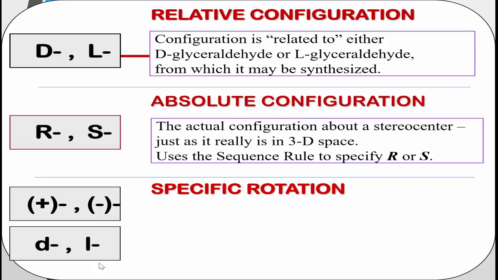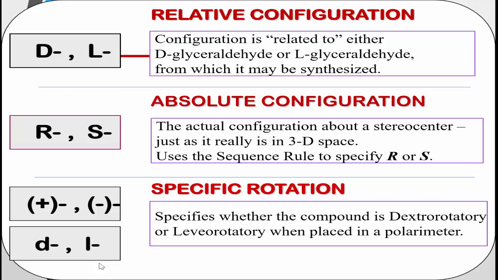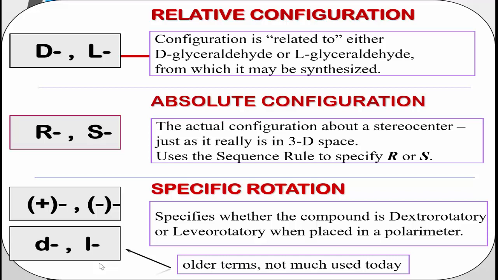So R and S is an actual or absolute configuration, which is due to the arrangement of substituents around the stereocenter in 3 dimensions. Whereas specific rotations specify whether the compound is dextrorotatory or levorotatory when placed in a polarimeter. These are older terms and are rarely used now.